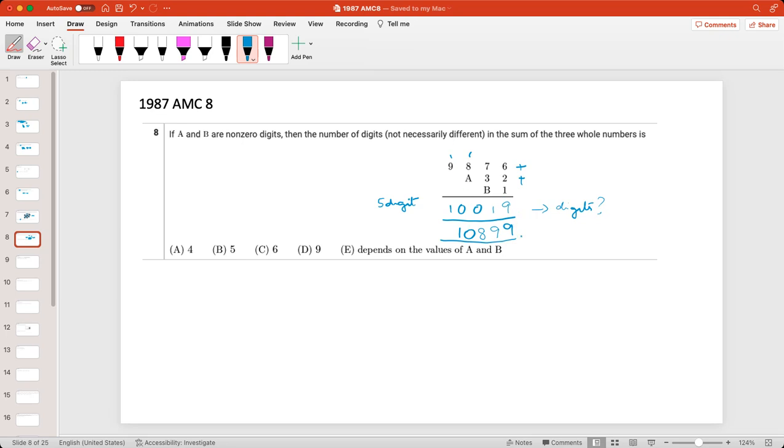So you see, this is also a 5-digit number. Whatever values A and B take, they lie between 1 and 9, right? So your answer can never be any number of digits other than 5. It will always be a 5-digit number. Therefore, B is your answer.